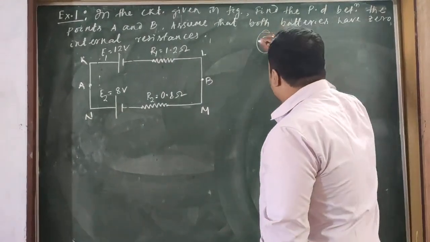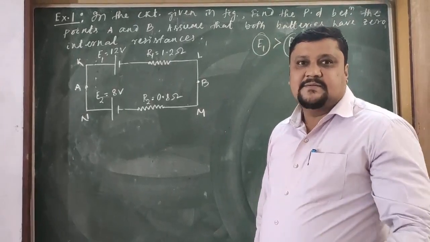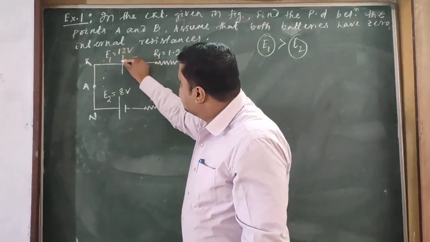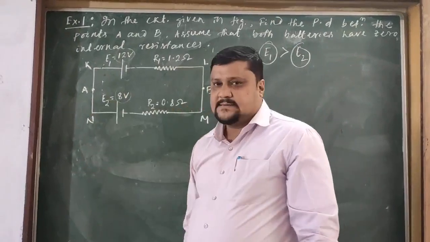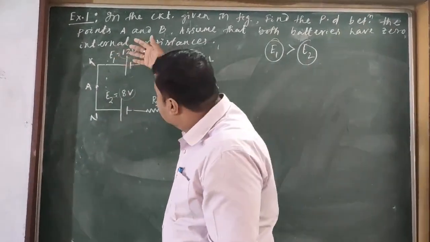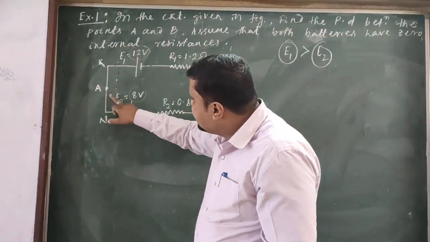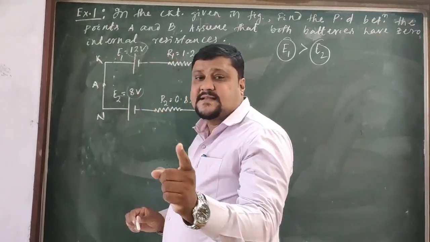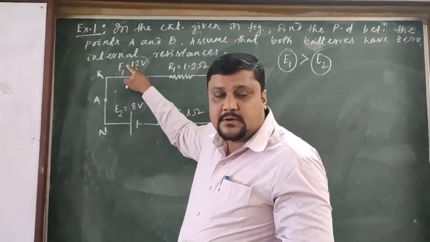What is EMF? Already you know the idea of EMF. The EMF is the energy with which the charge is coming from the cell. So its potential EMF is more and this is less. Means the charge will be sent with this energy from the cell E1, and it is the energy sent from this E2. If 1 coulomb of charge is given here, that 1 coulomb charge gets how much energy from this cell? 12 volt into 1 coulomb, 12 joule.